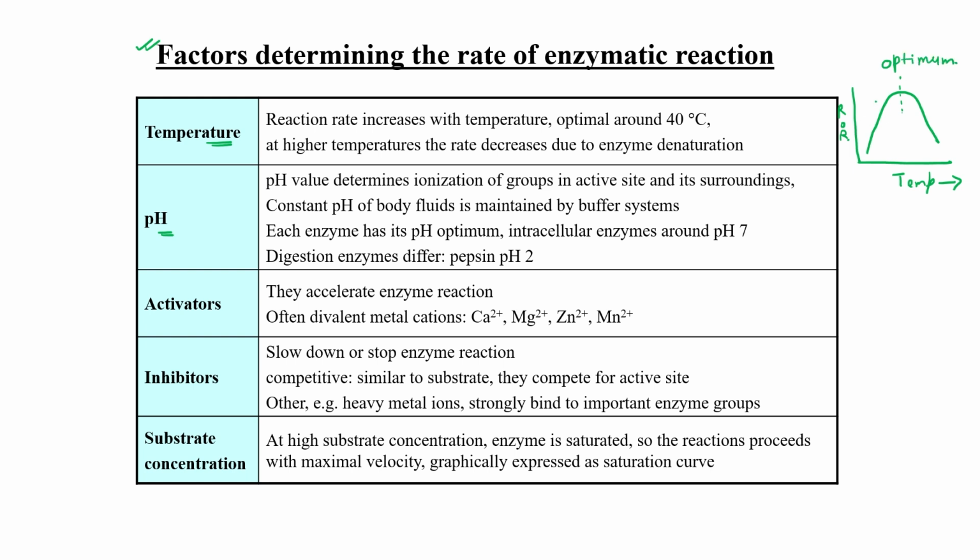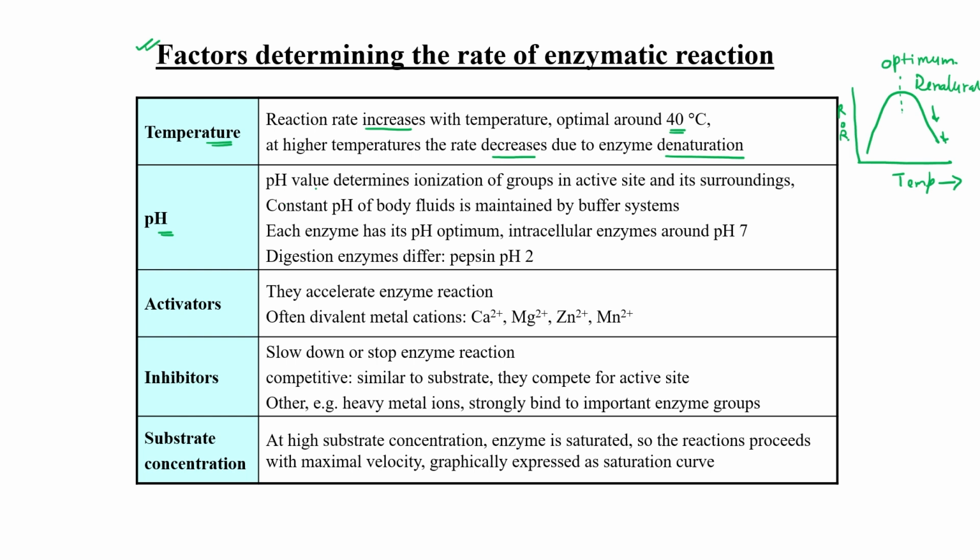After the optimum range, what will happen? As the reaction proceeds, the activity of the enzyme goes down, right? And why? Because of denaturation. At high temperature, the enzyme is not able to perform its work, right? That's why it is written here: the reaction rate increases with temperature initially till the optimum temperature, around 40 degrees centigrade, but at higher temperature the rate decreases due to enzyme denaturation, right?